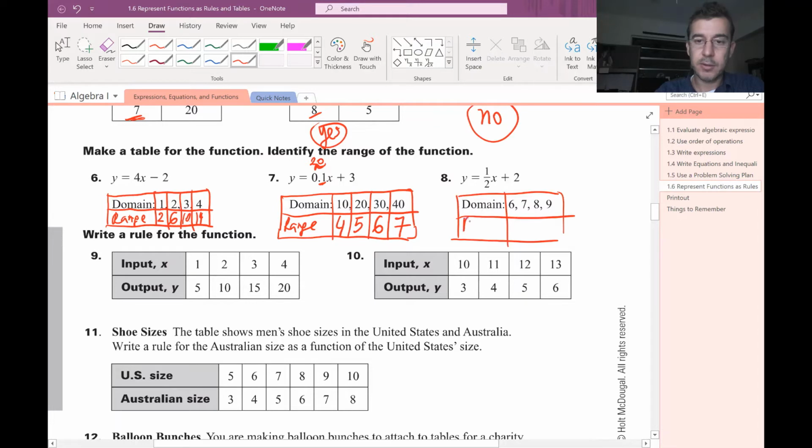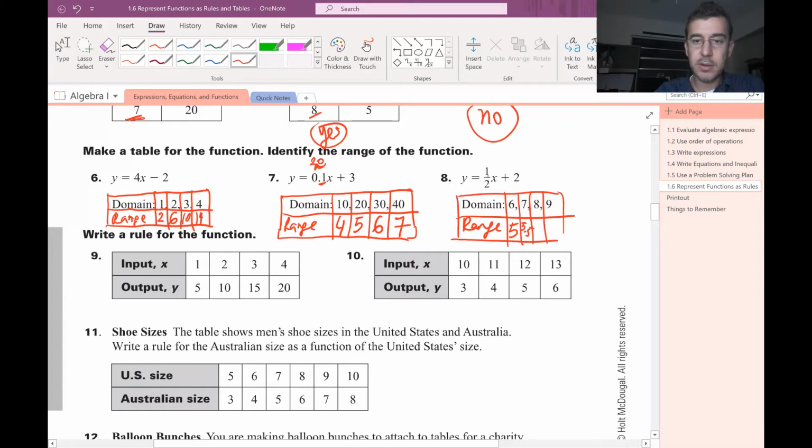Next one, number 8. Okay, so for x is 6, 6 times 1 is 6. 6 divided by 2 is 3. 3 plus 2 is 5. Okay. x is 7. 7 times 1 is 7. 7 over 2 is 3.5. Right? 3.5 plus 2 is 5.5. So this is 5.5.